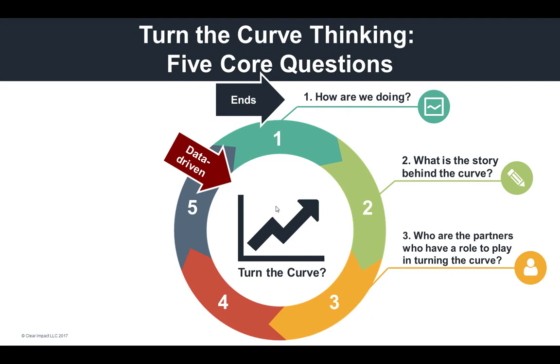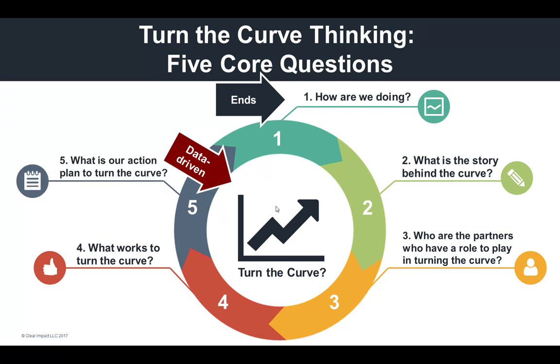We also need to look at who are the partners who have a role to play and that can help us to turn the curve. Can we engage them and collaborate effectively? We also need to look at what works to turn the curve. Answering this question can start as brainstorming. Look for new ideas. Ask what others are doing.